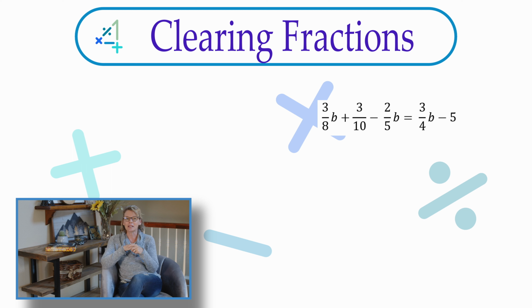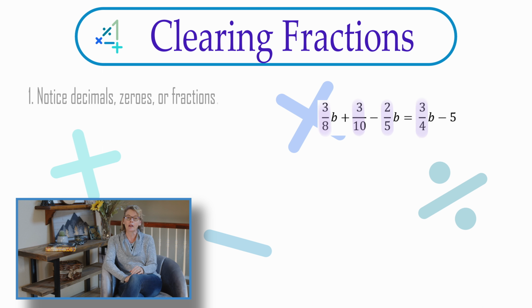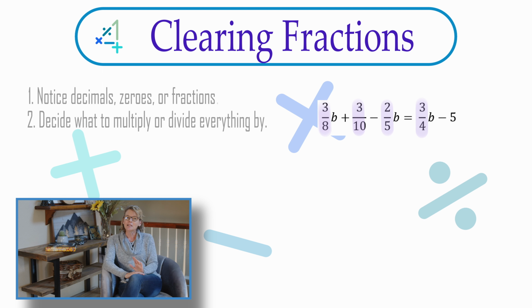3/8b plus 3/10 minus 2/5b equals 3/4b minus 5. Going through our steps, we notice that this one obviously has fractions. We could solve this the way it is, but we're going to clean it up and get rid of those fractions. Step 2, figure out what to multiply everything by.